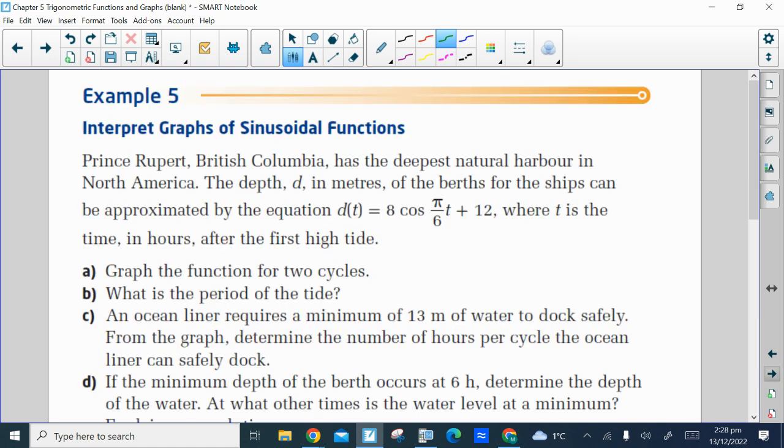We've talked about the fact that there are some natural phenomena that occur in the world where the data follows a sinusoidal pattern. One of them is the height of the ocean due to the changing tides. Prince Rupert, BC has the deepest natural harbor in North America. The depth d in meters of the berths for the ships can be approximated by this equation: d = 8 cos(pi on 6 t) + 12, where t is the time in hours after the first high tide.